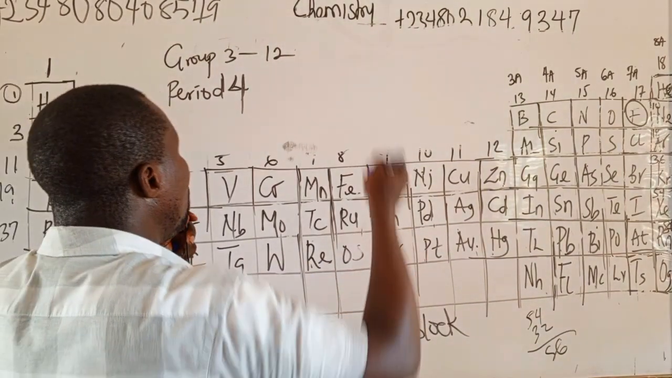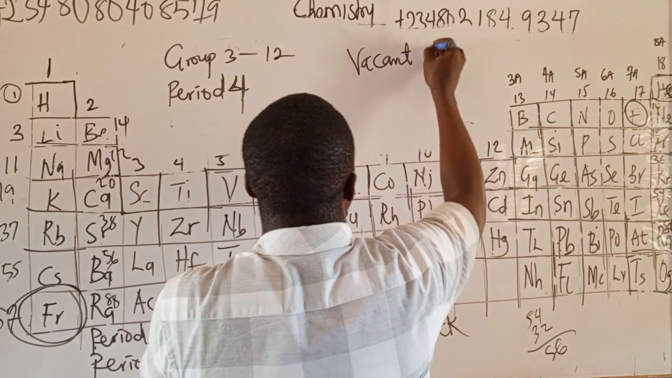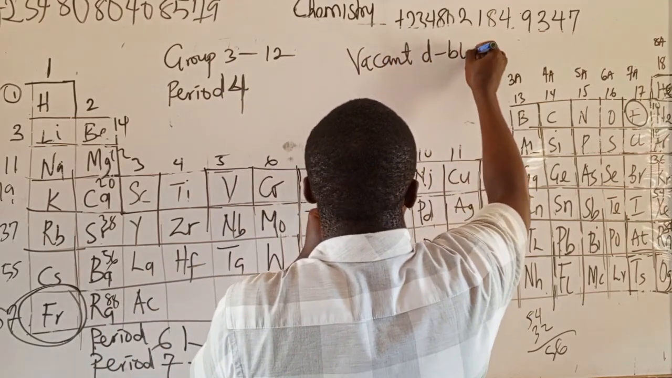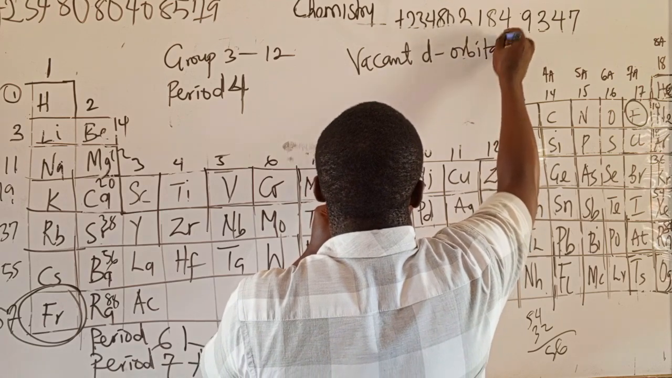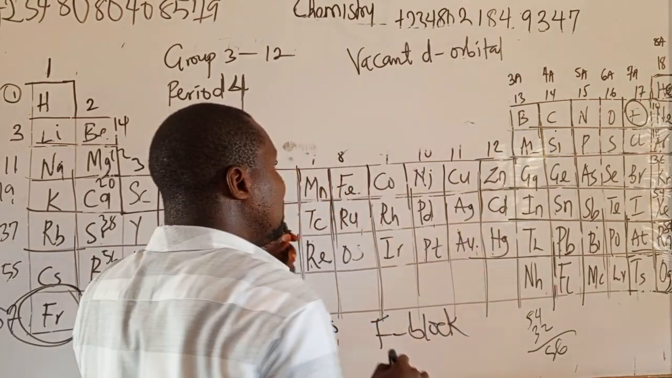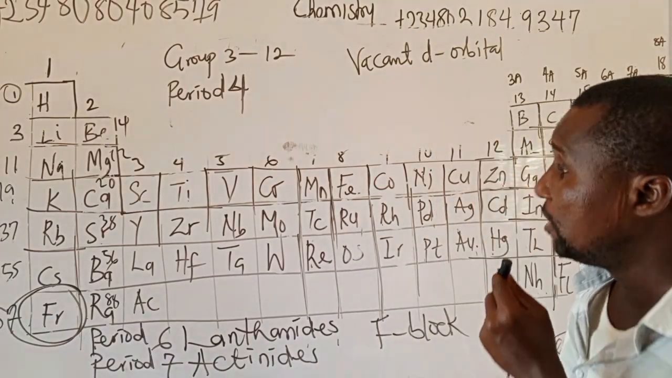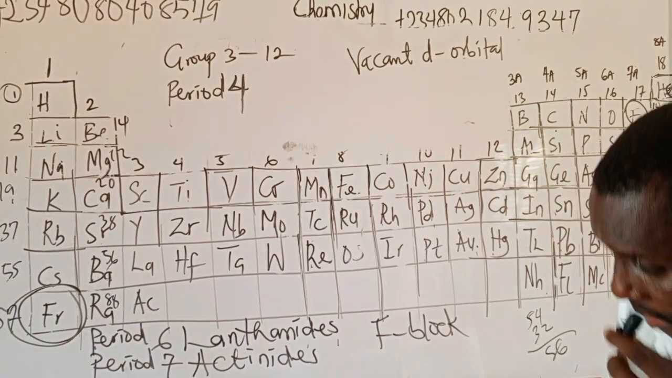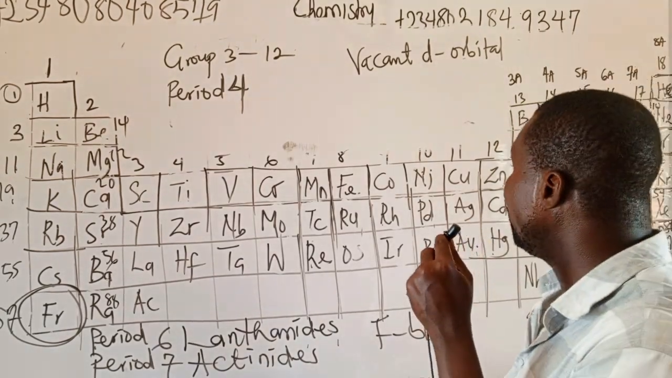And what are transition elements? They are known as d-block elements. They have vacant d orbitals. Transition metals, or transition elements, have vacant d orbitals.